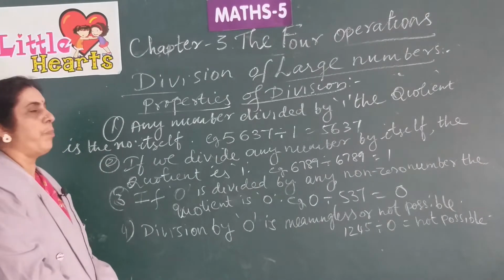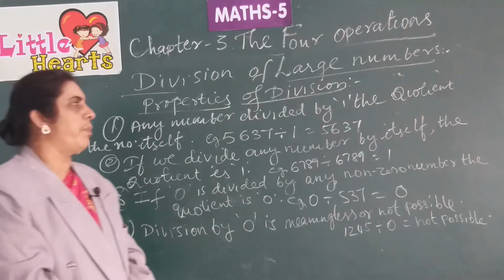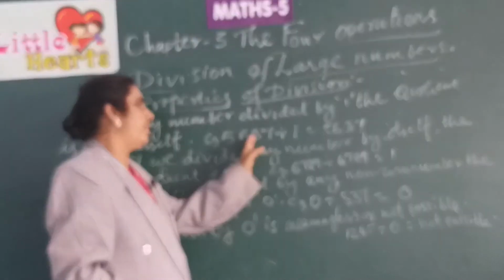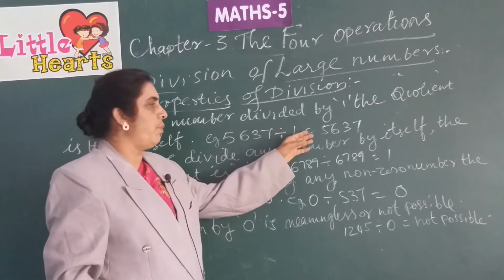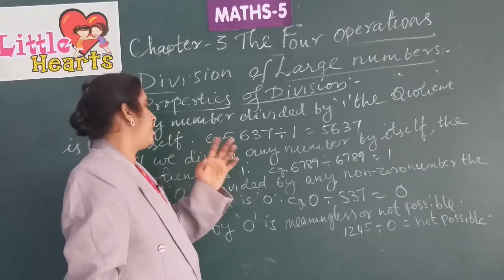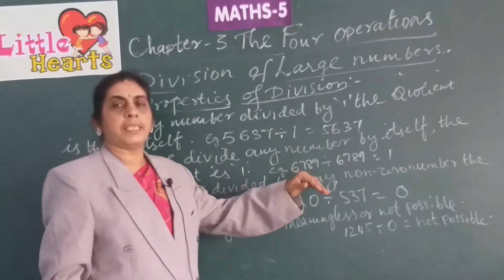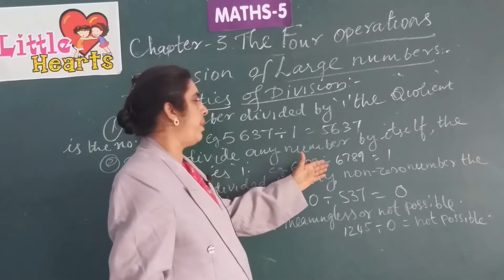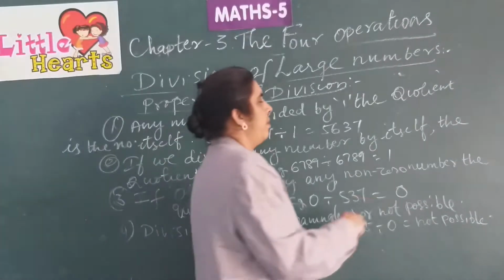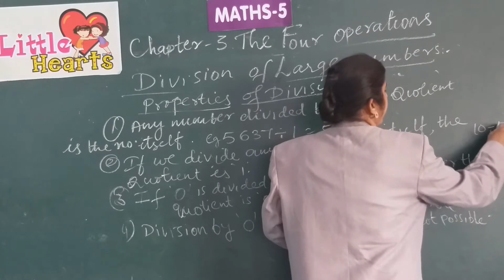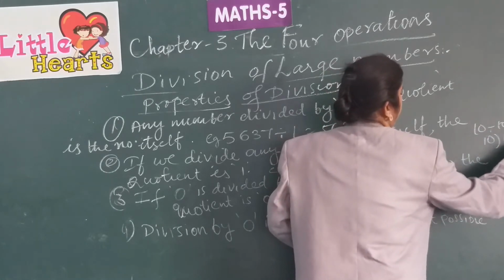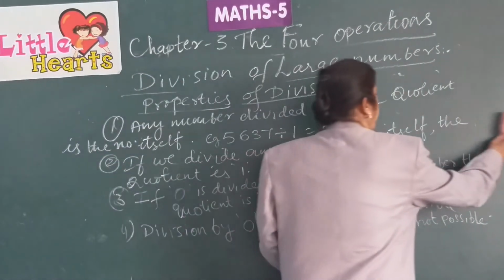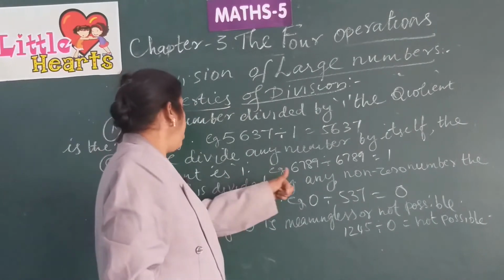Here let us go with the properties of division now. Any number divided by 1, the quotient is the number itself. 5,637 divided by 1, the quotient will be 5,637. If we divide any number by itself, the quotient is 1. 6,789 divided by 6,789 is equal to 1. We know that 10 divided by 10, 10 ones are 10. So if any number is divided by the number itself, the quotient will be 1.